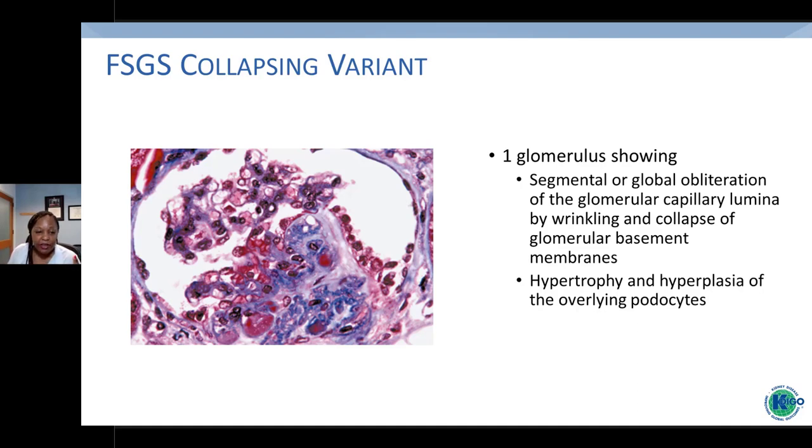The hypertrophied and hyperplastic podocytes typically crowd the urinary space, as you can see in the picture here, and they often contain intracytoplasmic protein droplets and vacuoles. Adhesions and hyalinosis are actually unusual in collapsing FSGS, at least in the early stages. Mesangial hypercellularity, glomerulomegaly, and arteriolar hyalinosis are also fairly uncommon in this variant.